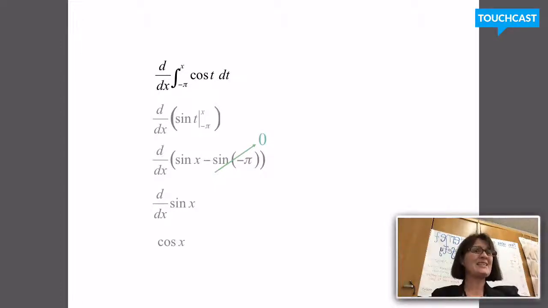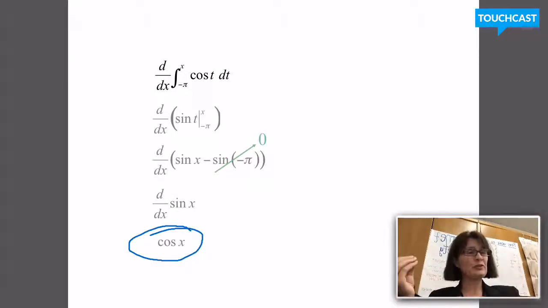So I'm going to evaluate sine of t from negative pi to x. That means I'm going to find sine of x and subtract the sine of negative pi. The sine of negative pi is 0, so I have sine of x minus 0. My new problem is find the derivative of sine of x. Well, the derivative of sine of x is cosine x. So this is my answer the long way around. Watch how fast it is if I recognize that taking a derivative and integrating undo each other and just leave behind the function that was inside.